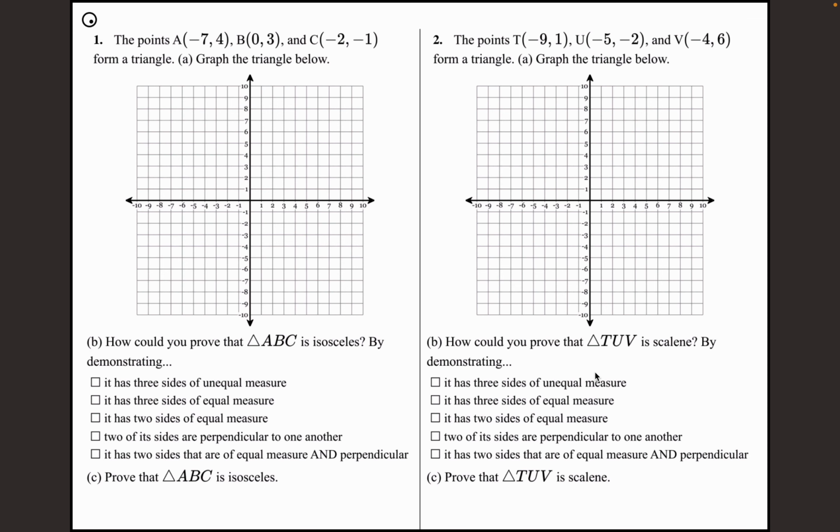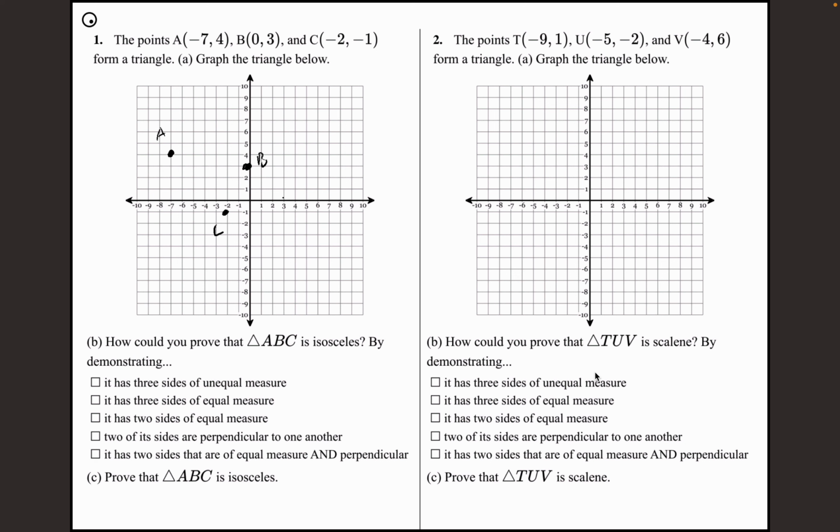We're just going to pay attention to just this left one for right now. It gives me the coordinates on the top right here. It says A is negative 7, 4, B is 0, 3, and C is negative 2, negative 1. The first thing I'm going to do is plot it. When you do this for your homework, you're going to have to plot first before you do anything else. So I'm going to go ahead and mark those points, and I'm going to mark that I have A, B, and C.